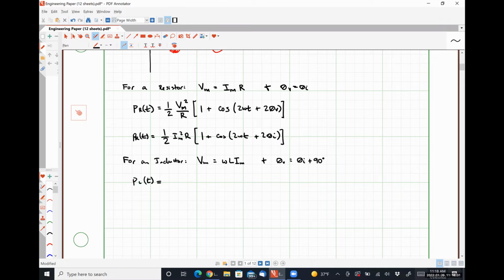So from this, the instantaneous power absorbed by an inductor is going to be 1/2 Vm squared over omega L times cosine twice omega t plus twice theta V minus 90 degrees, or 1/2 Im squared omega L cosine twice omega t plus twice theta I plus 90 degrees. Let me make sure that L looks very L-like here.